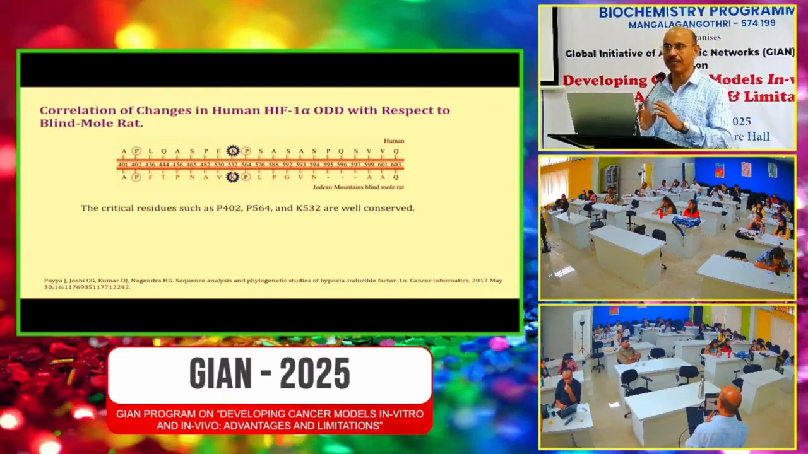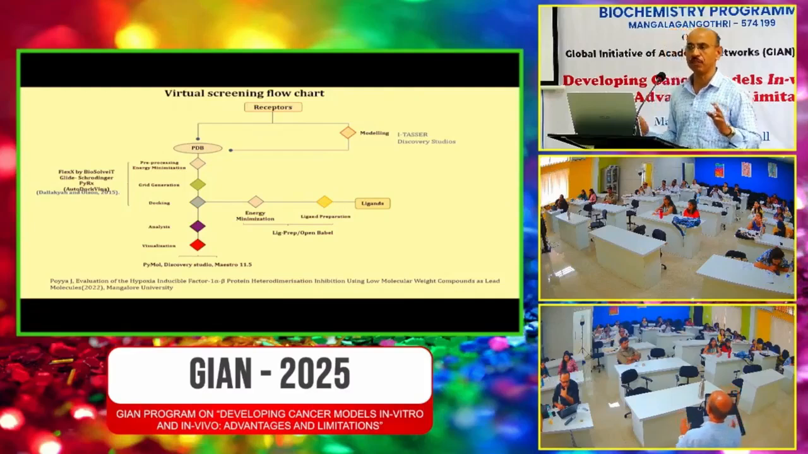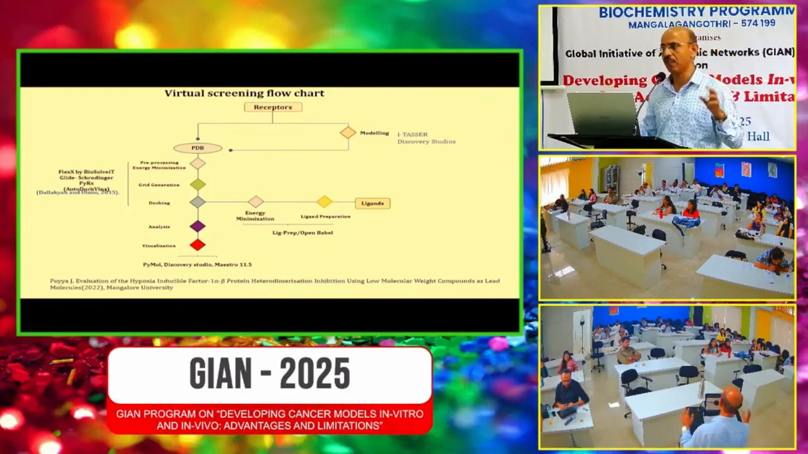Because the candidate was enthusiastic, this study seems very simple, but it took nearly 6 months to do all these things, because he was supposed to learn all the bioinformatics tools. And then we came up with a paper on the sequence analysis and phylogenetic studies of hypoxia inducible factor 1 alpha. Now we are very sure that there is a relationship, and also a dissimilarity, between the organisms with respect to the hypoxia factor.